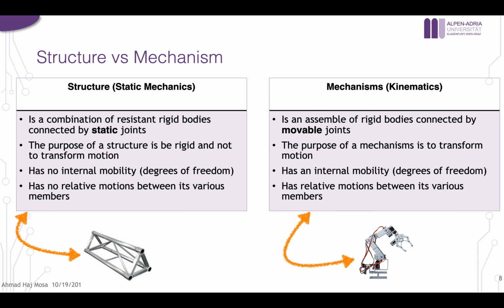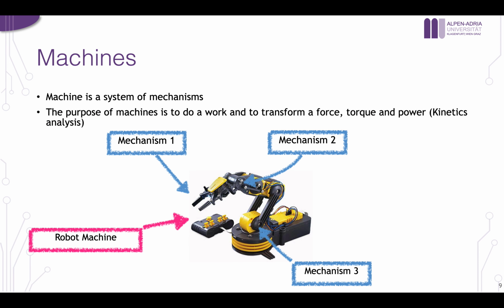A mechanism, as I said, is where we have first of all different links connected together with joints or movable joints, and you have different types of mechanisms. For example, mechanism A has a certain motion like a joint in a robot arm. Mechanism type B has a different motion like the gripper, for example. So it depends on the motion type, or how the motion is transferred between its various members.